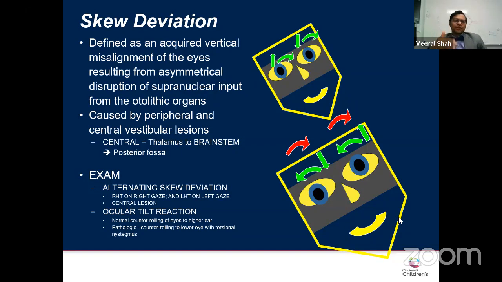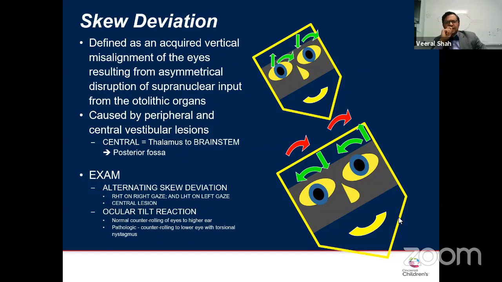So skew deviation, what is skew? Skew means slant, right? Things are slanted, okay? And when these patients come in with skew deviation, they're talking about seeing a vertical or an oblique misalignment, typically. They're also very clear that they have balance issues. They feel like they have vestibular issues. Skew deviation is a vertical misalignment that has to do with asymmetric disruption of central inputs involving the vestibular system, and is really caused by peripheral and central vestibular lesions.